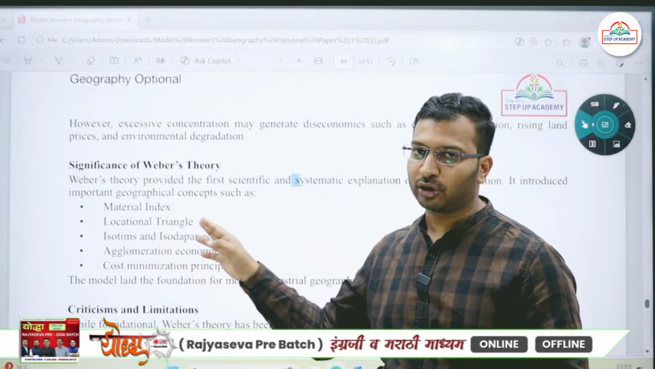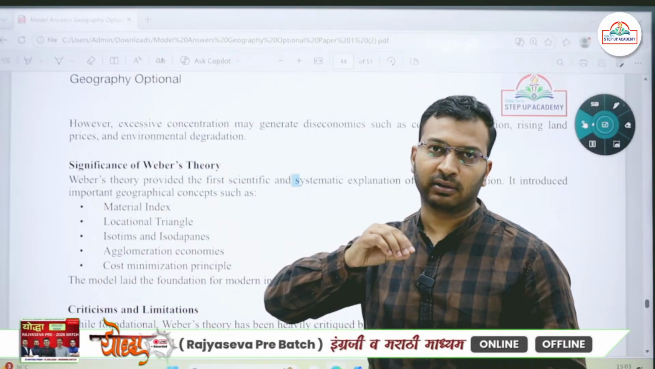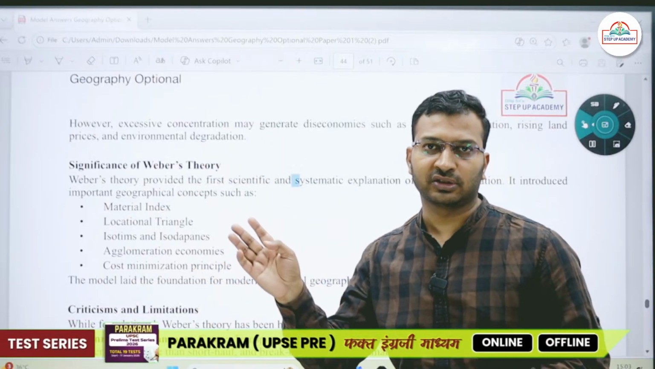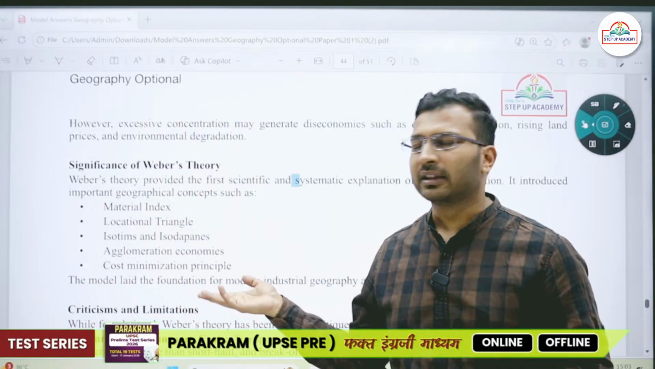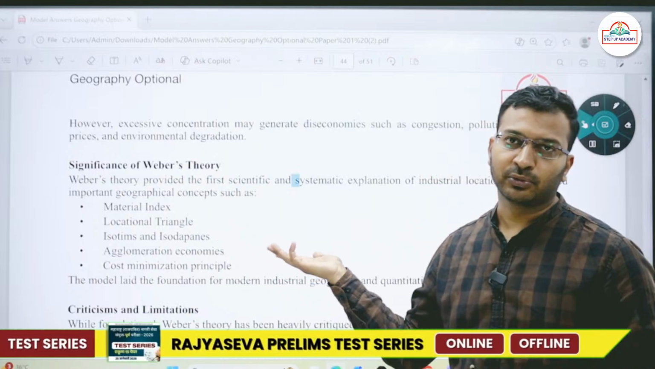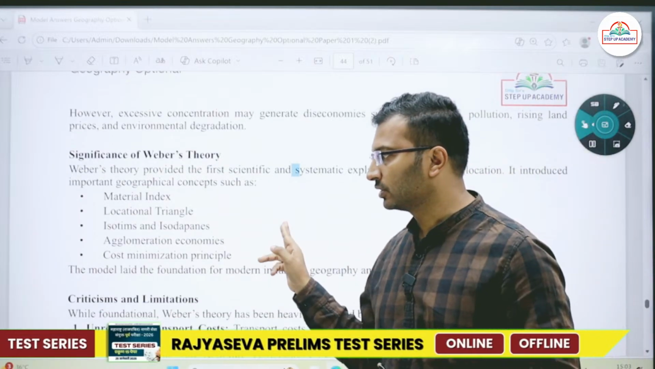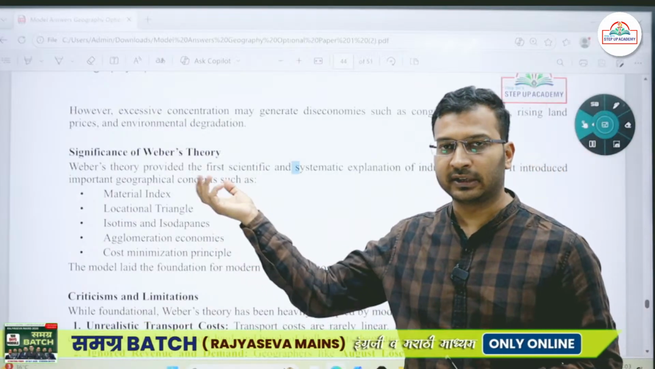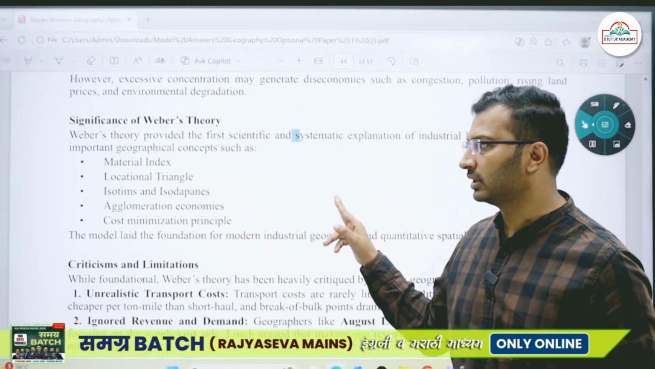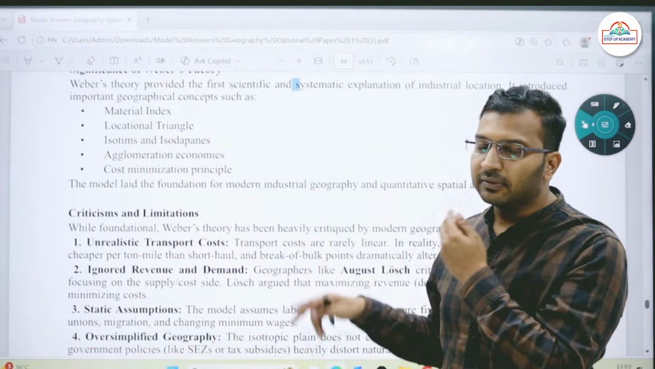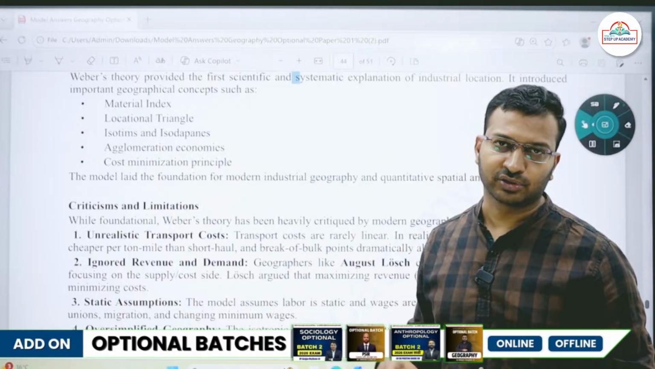Then he also talked about the isotims, where, let's say, the transportation cost is the same across all the area, then the industry can be present at any point. Where the optimum cost of transportation is required. Then wherever agglomeration economies are present, definitely industries can be set up over there. And he talked about the cost minimization principle. Then there were some criticisms and limitations associated with this theory.